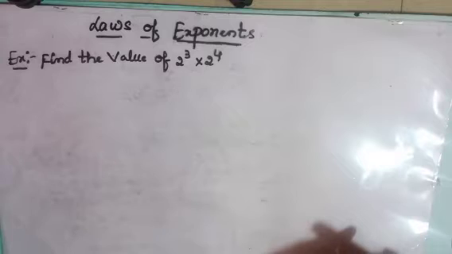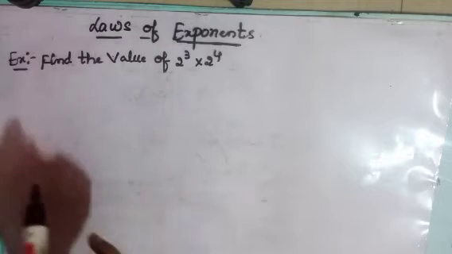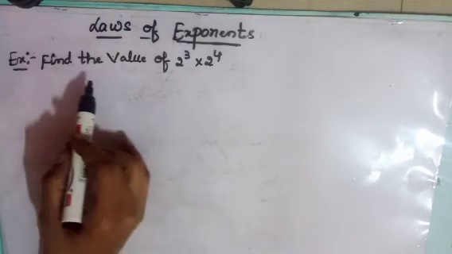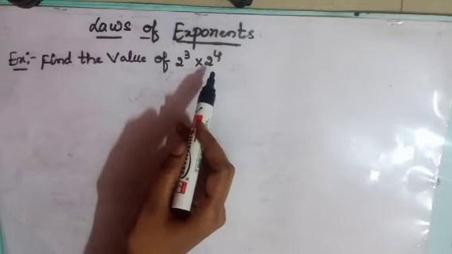In the last class, we completed worksheet 2. Today in this class, let us know about laws of exponents. Let us go through the example. Find the value of 2 to the power of 3 into 2 to the power of 4.